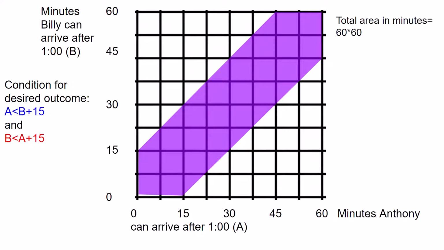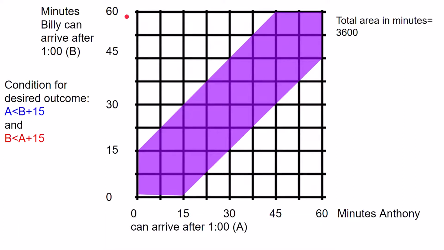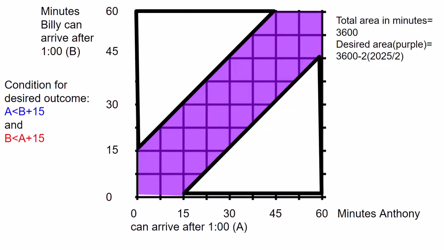The total area is 3,600, and that is because 60 minutes and 60 minutes, if they're multiplied, we get 3,600, and the desired area, which is the purple, can be the total minus the not desired. And once we solve that, we will get that the desired area is 1,575.